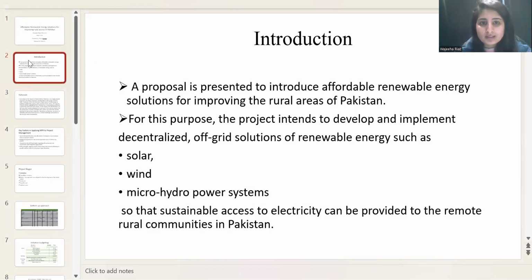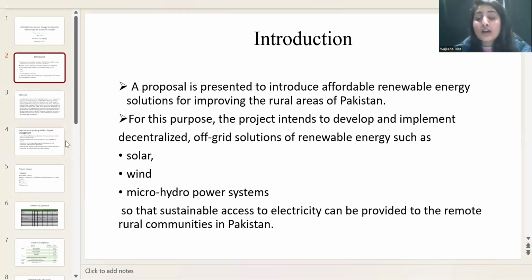Basically, it is a proposal presented to introduce affordable renewable energy solutions for improving rural areas of Pakistan. For this purpose, this project intends to develop and implement decentralized off-grid renewable energy solutions such as solar, wind, and micro hydropower systems, so that sustainable access to electricity can be provided to remote rural communities in Pakistan, because in the cities the condition might be good, but in the rural areas the condition is very bad.